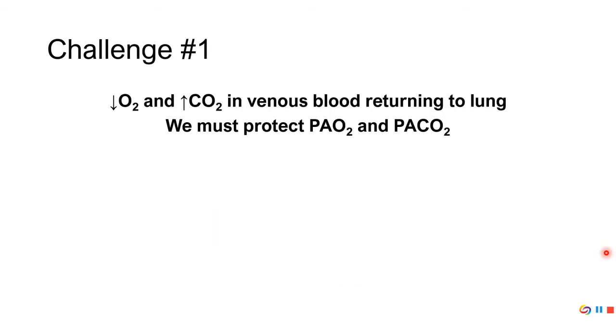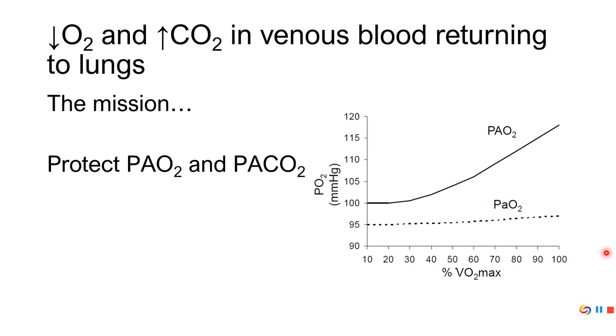So let's focus on this first one. So I've got low oxygen, high CO2 in our venous blood. So the job, or what we need to do, is we have to protect our alveolar oxygen and CO2. Okay, so how do we do this?